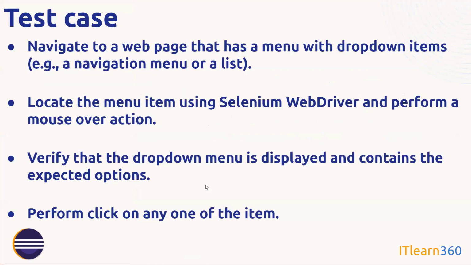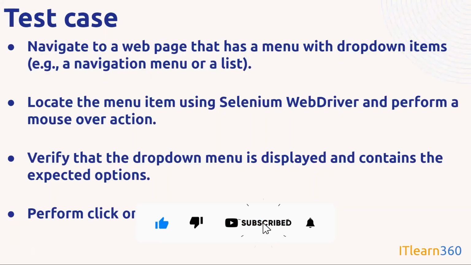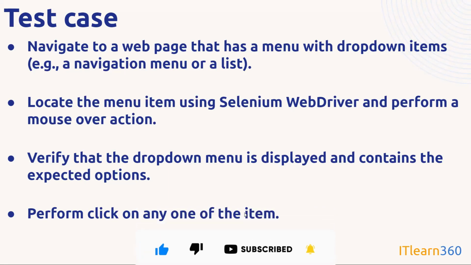Now let's understand the different test cases here for mouse over. First, you need to navigate to the web page that has a menu with drop-down items. That is the one that was visible. Then locate the menu items using Selenium WebDriver and perform a mouse over action. You need to locate that item, the Hello, Sign in item. Once that item is located, verify that the drop-down menu displays the expected options. That means we need to check whether all the options are available or not. Lastly, you need to perform a click on any one of the items. That's what we are going to do here. In this particular code, we will perform these test cases and see how you can do this mouse over.